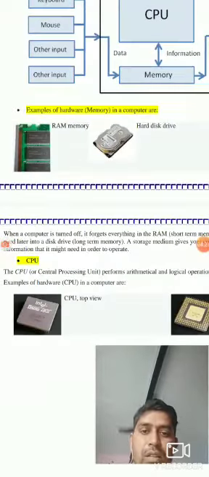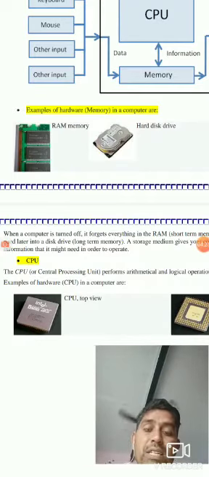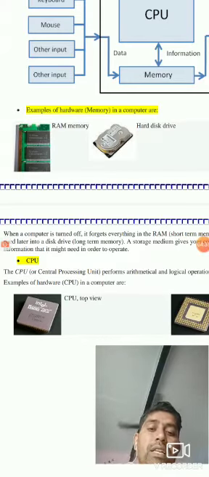Now two types of memories are there, RAM and ROM. RAM and ROM are part of primary memory, and the second is secondary memory. Secondary memory is used to store data permanently for future reference, like hard disk, CD drive, DVD, pen drive, memory cards.